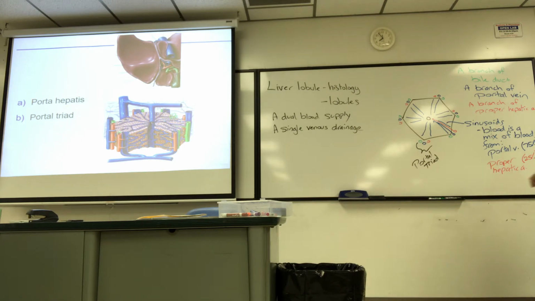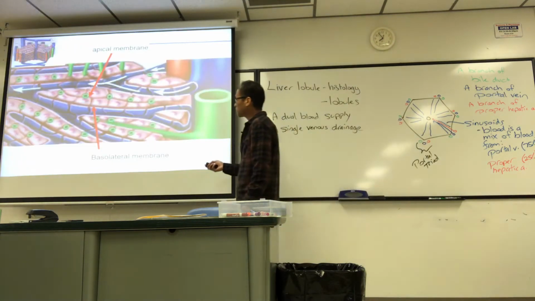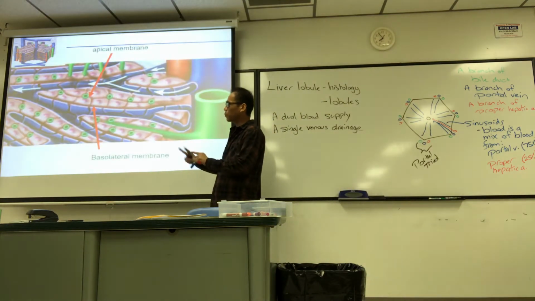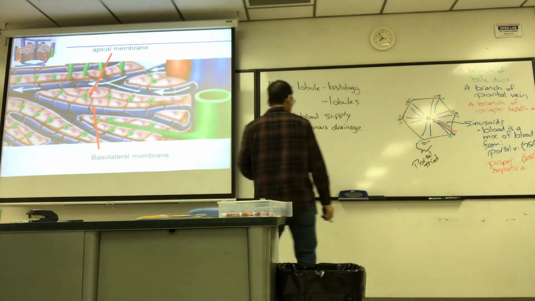Okay. So to look at that in more detail, to draw some cells in with the sinusoids, I did a close-up and I blew it up, and that's why it's all pixelated. But what you should notice is hepatocytes are arranged in rows, in two rows. Okay, rows of two.